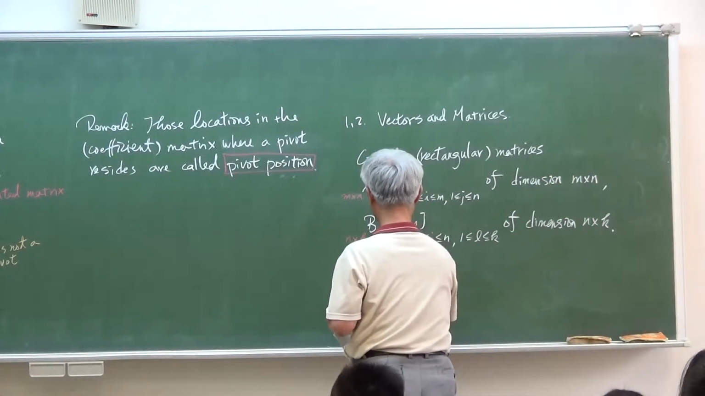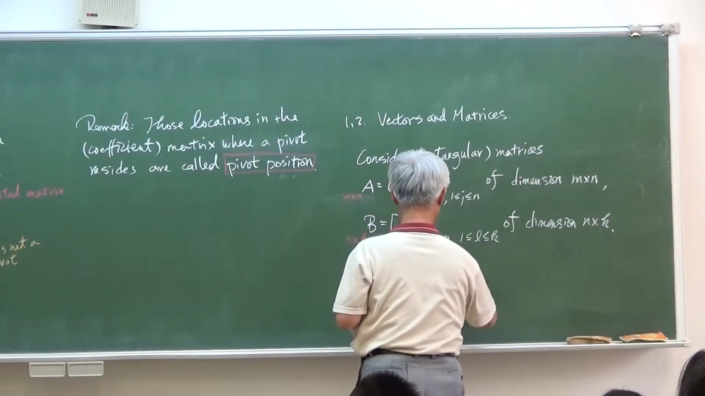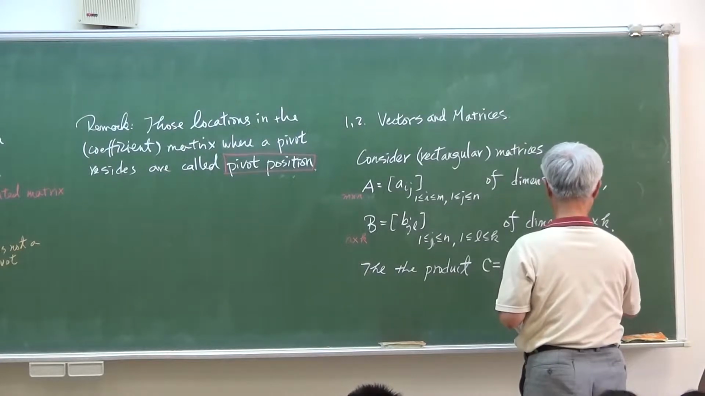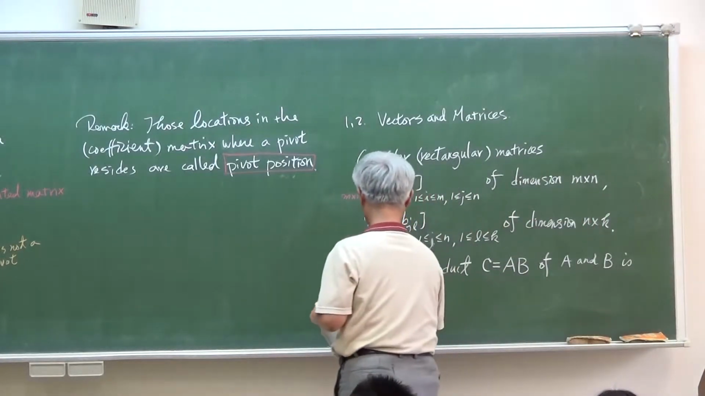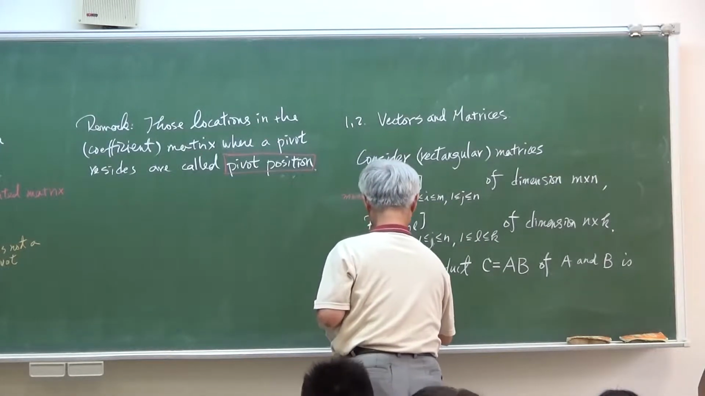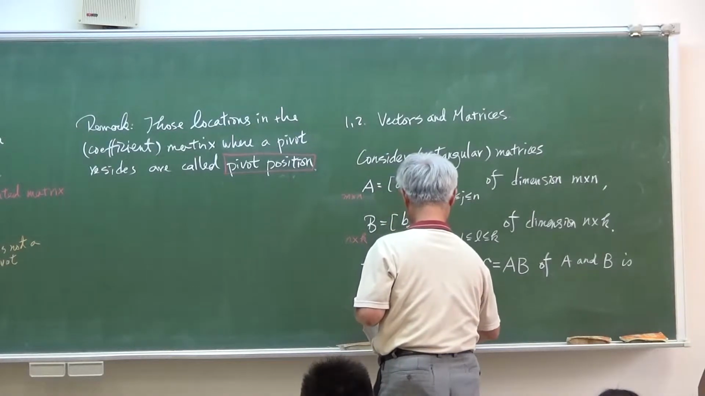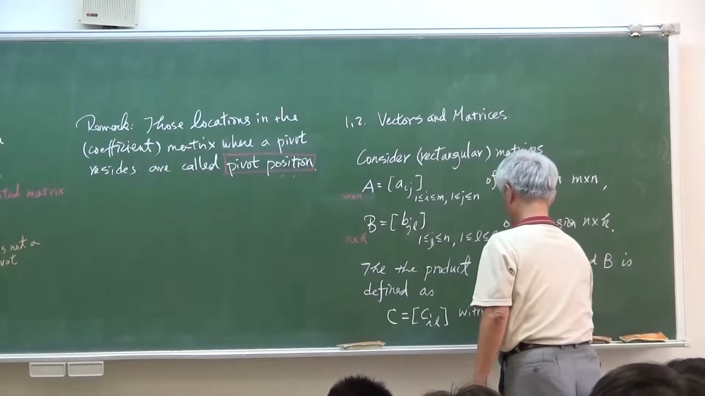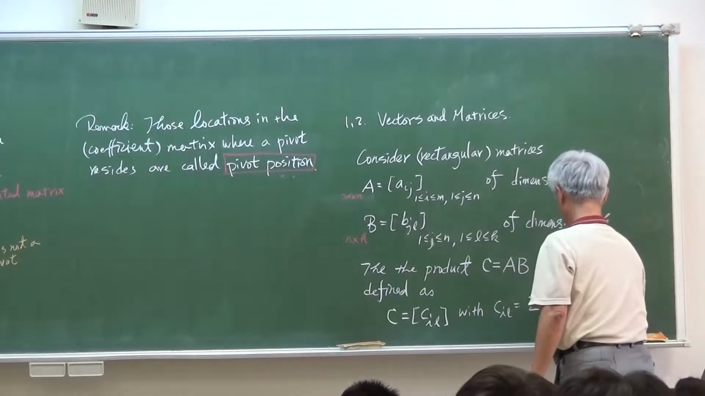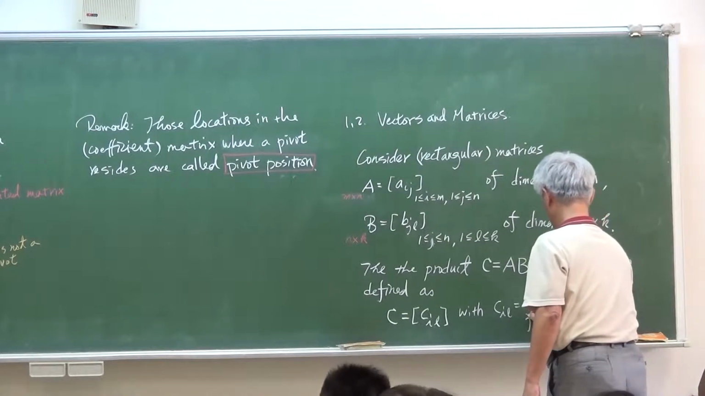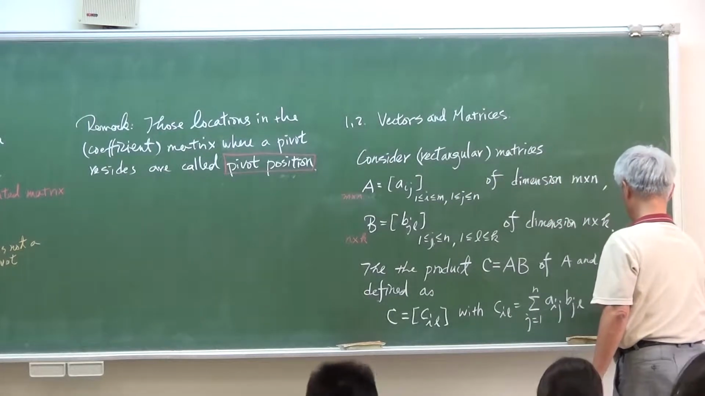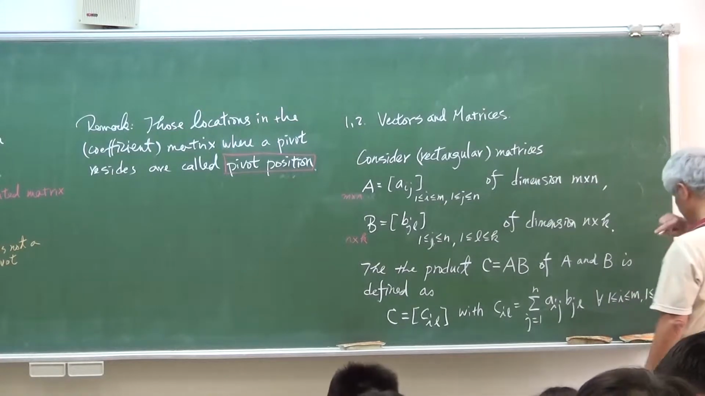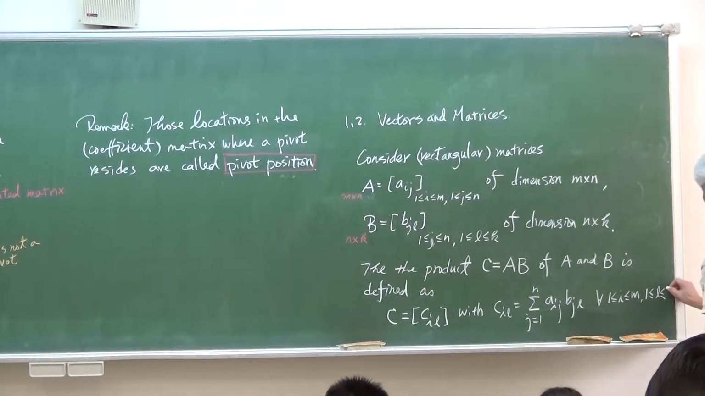Alright? Then the product C of A and B is defined as C_il equal to the summation of a_ij and b_jl, for j from 1 to n, where i goes from 1 to m and l goes from 1 to k.